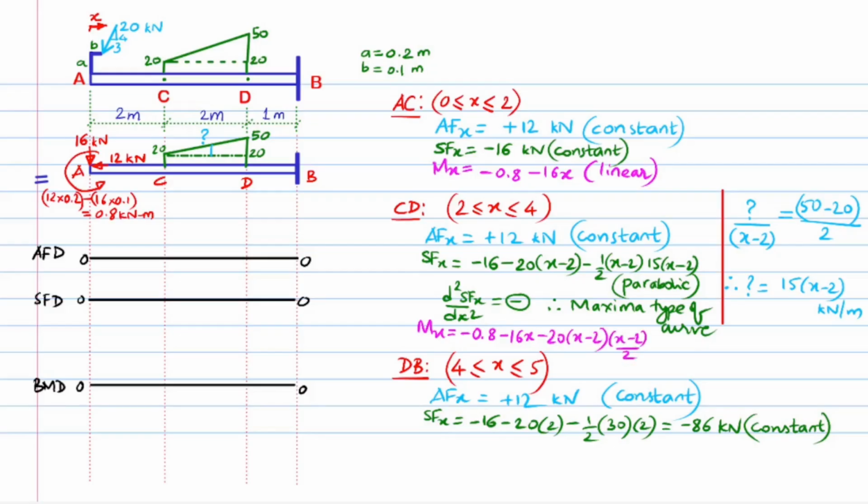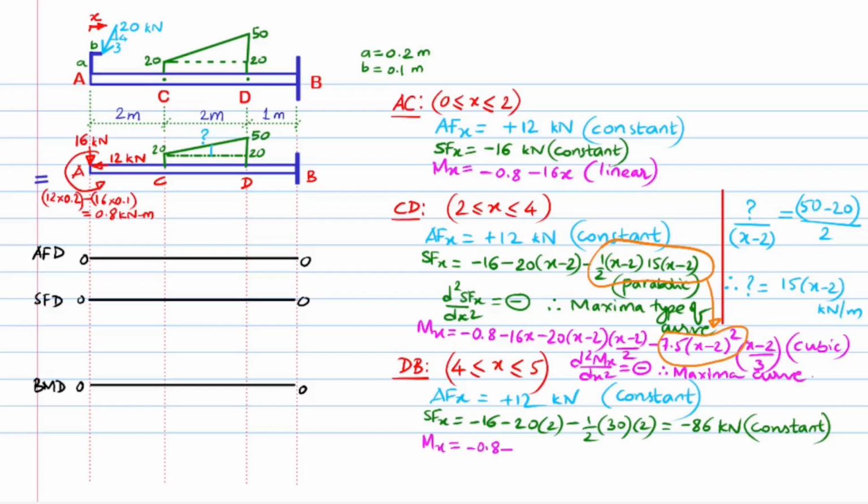For region CD, bending moment at x equals minus 0.8 minus 16 times x minus 20 times x minus 2 times half of x minus 2 minus 7.5 times x minus 2 squared times a third of x minus 2. Note that we used 7.5 times x minus 2 squared as a replacement of the value of shear force for the uniformly varying load on the small part created by virtue of the section. This equation is found to be cubic in terms of variable x. The double derivative is found to be negative in sign, hence the locus of M at x for region CD is a type of maxima curve.